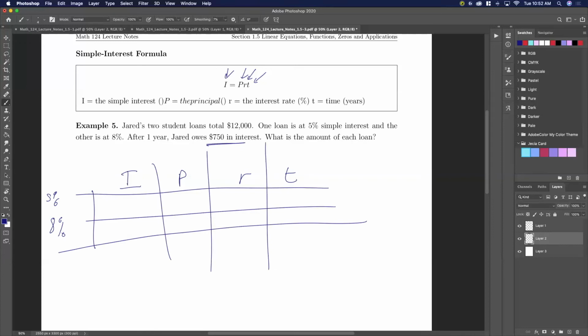So after 1 year, this is time in years, so both of these will have the one time. This is the interest rate, but when you put in interest, you convert it from a percentage back to a decimal, right? So this would be 0.05 and this would be 0.08. Okay. The principal, we don't know how much we put into each, right?